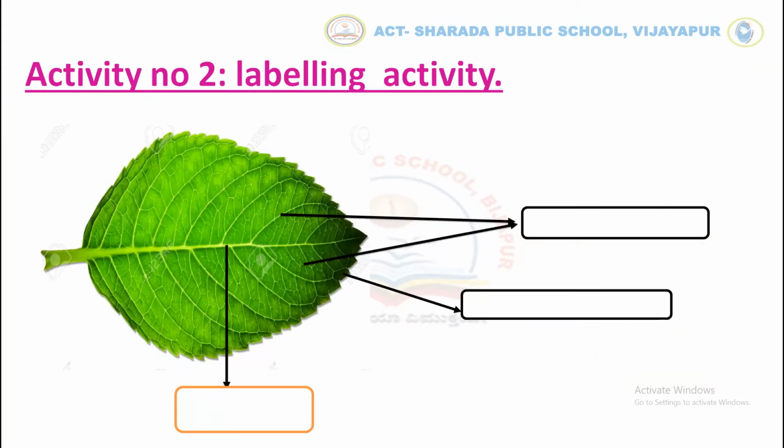Let's move to activity number 2. It is a labeling activity. You have to label the parts of leaf. I hope you have completed the activity.